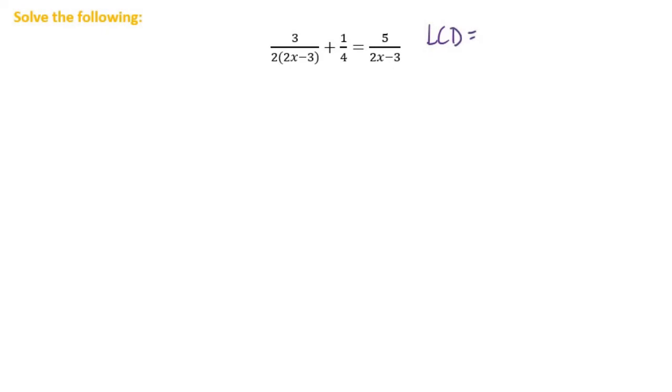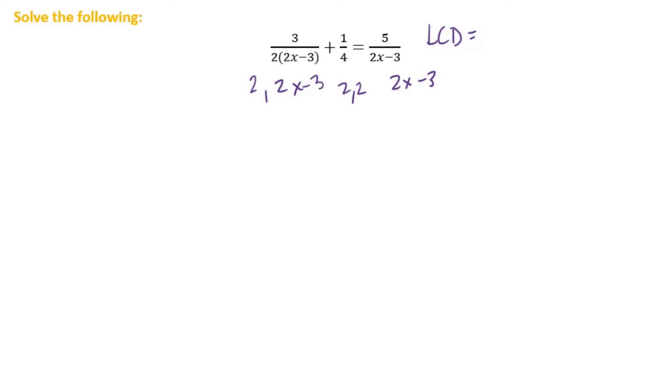Here it might help us to look at prime factors again. Prime factors of the first denominator are 2 and 2x minus 3. For the second one, they're 2 and 2. It's okay if you think of this as 4 and you understand that that's 2 and 2. I'm just writing it out very carefully. And 2x minus 3 is prime. So its only factor is 2x minus 3.